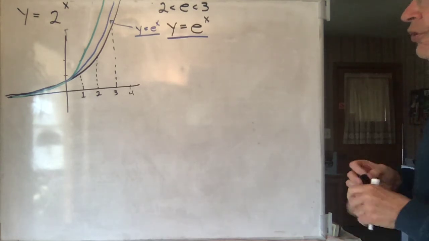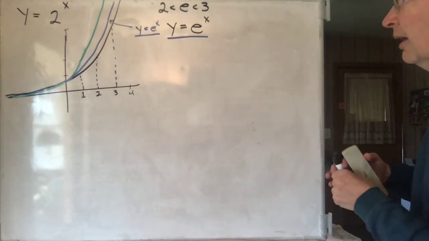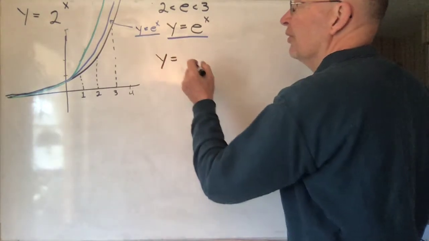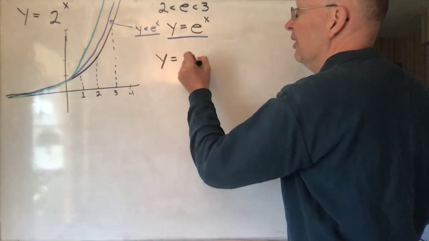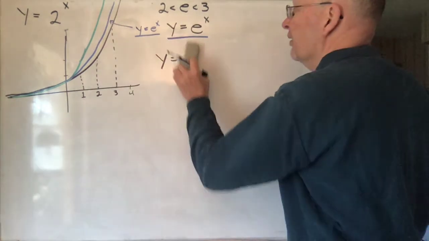Once you have those, you can get lots of other ones. So for example, let's look at y equals 2 to the negative x. Well, no, let's do 1/2 to the x.